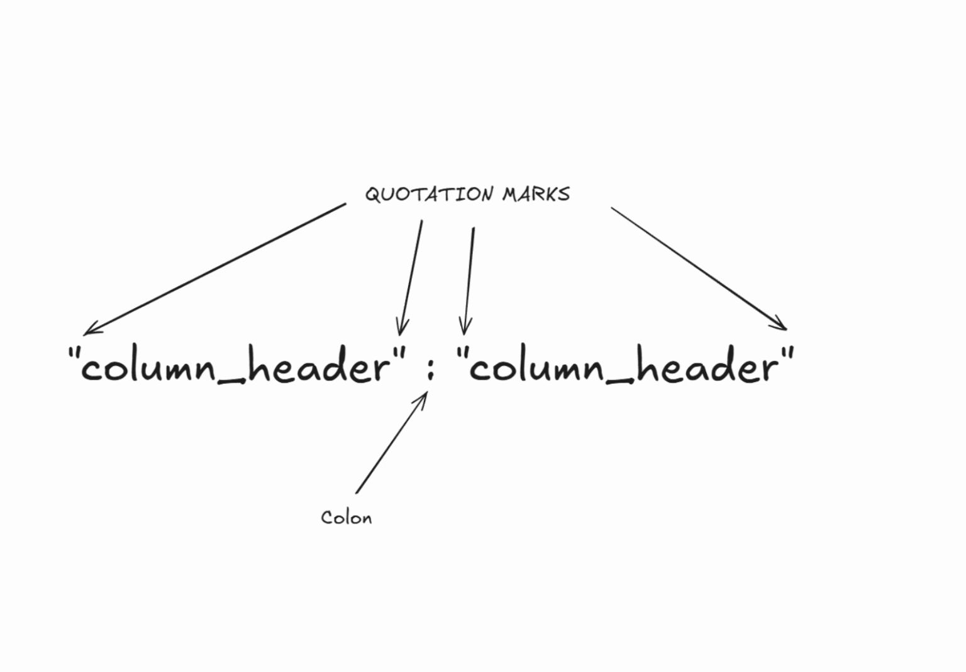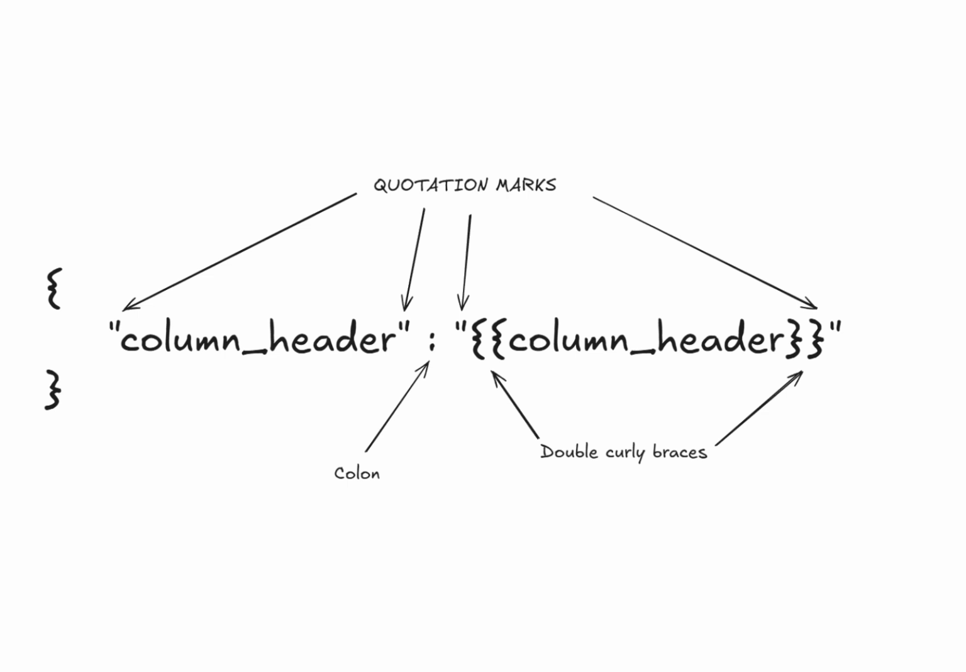First, we need to pick a column header. Write it twice and put them both inside quotation marks. Put a colon in the middle to separate the two. Next, all we need to do is add some curly braces to the right side.